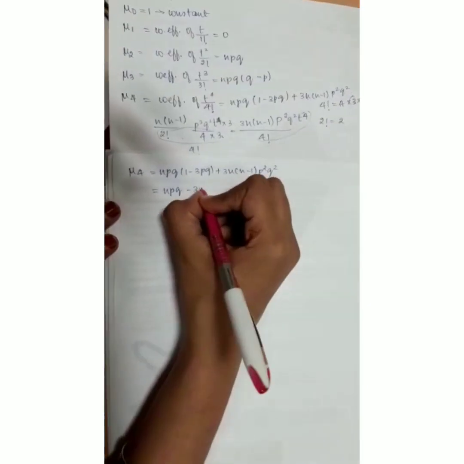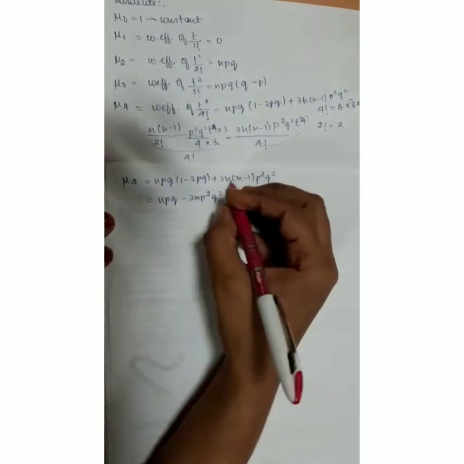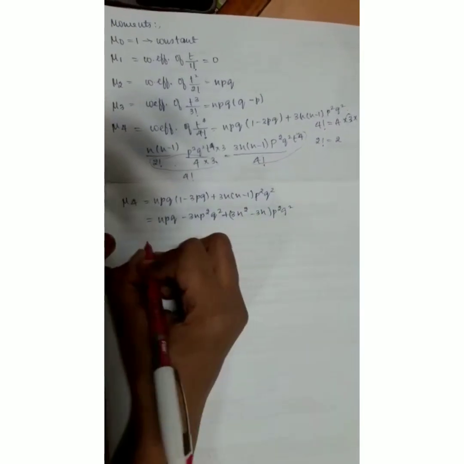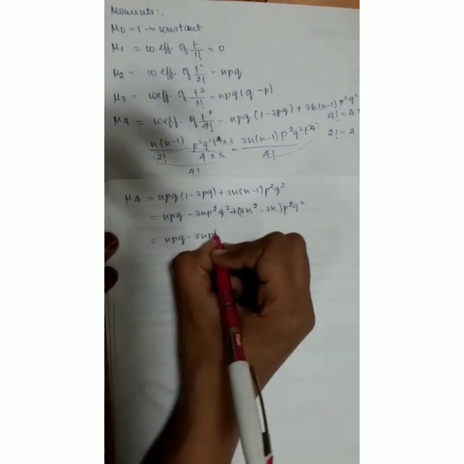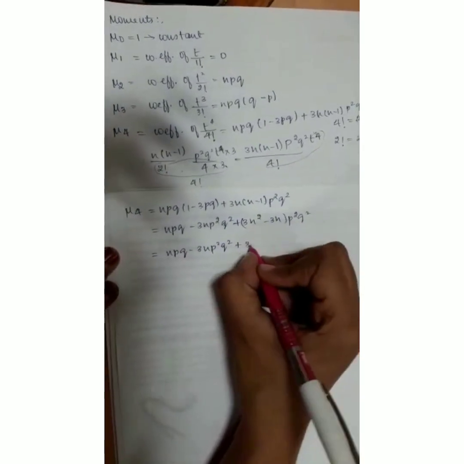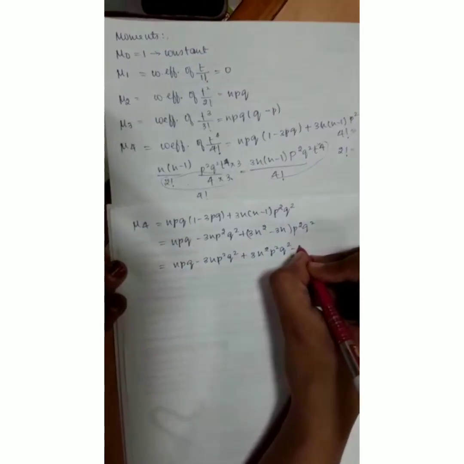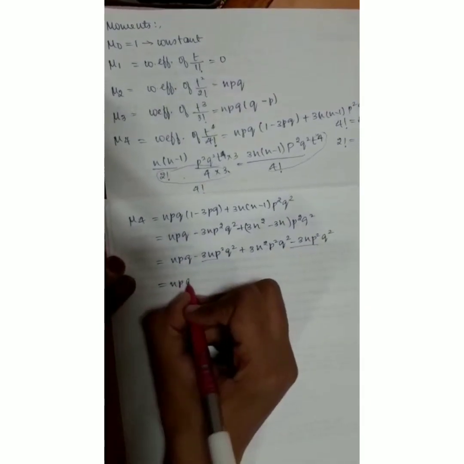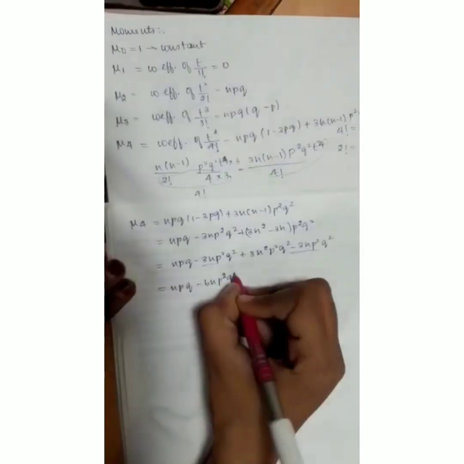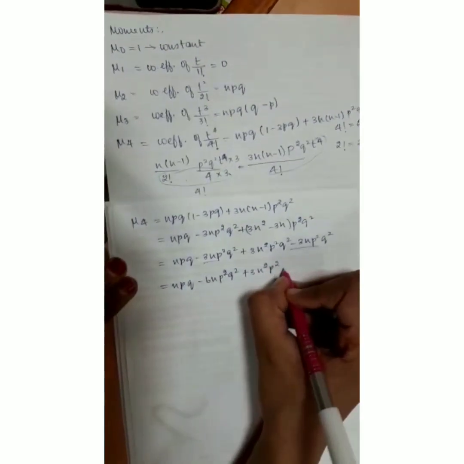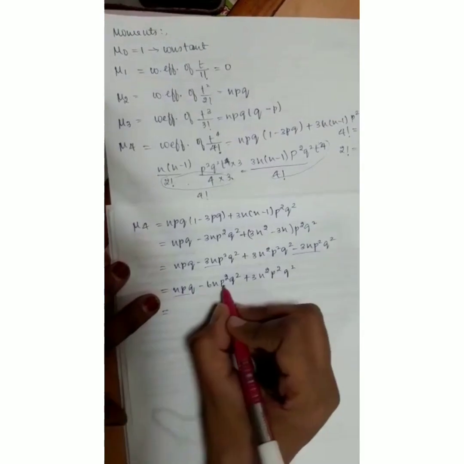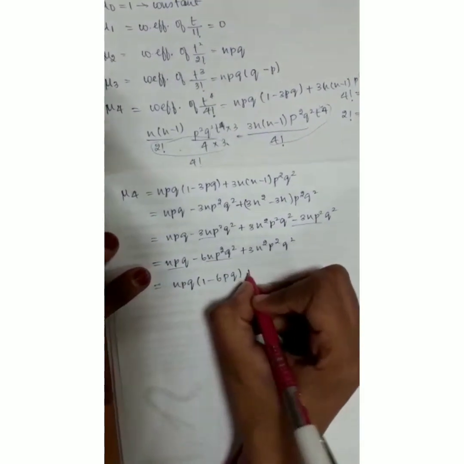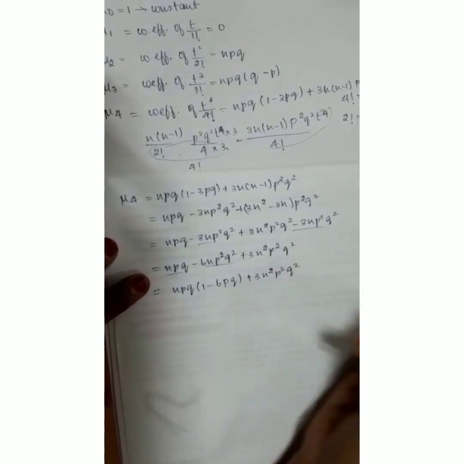Then simplifying it further, we get npq minus 3n p square q square plus 3n square p square q square minus 3n p square q square. Then combining the similar terms, we get npq minus 6n p square q square plus 3n square p square q square. Then taking npq common, we get npq into 1 minus 6pq plus 3n square p square q square.